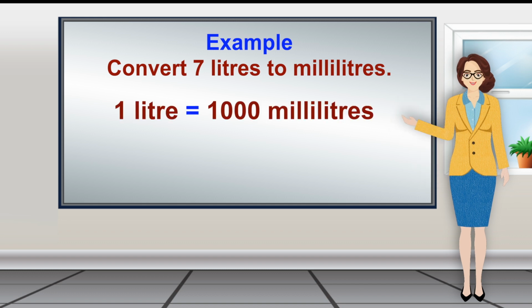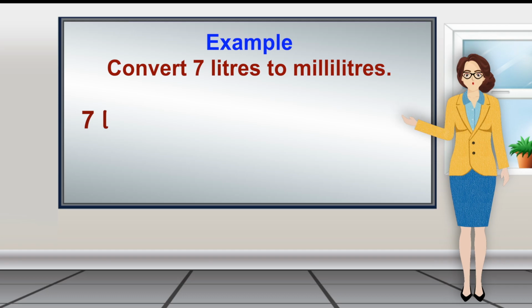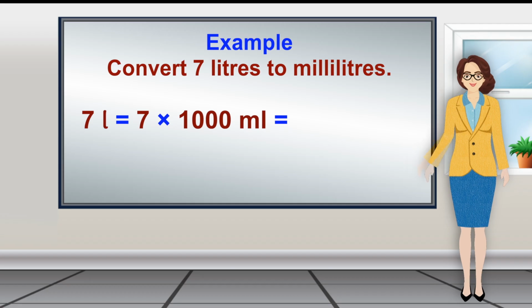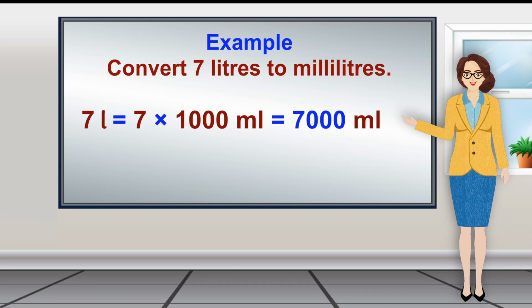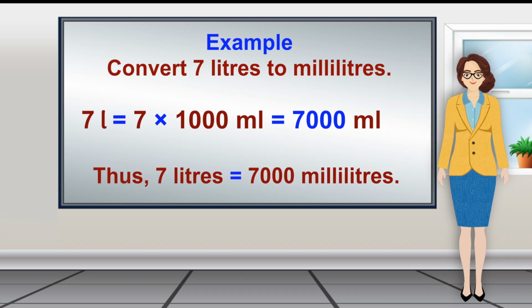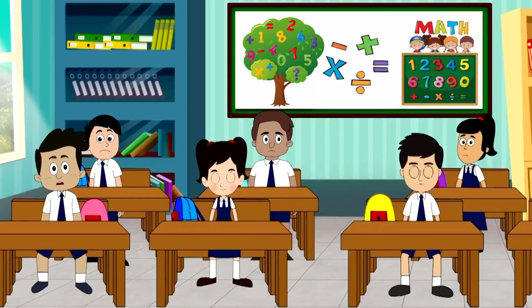1 liter is equal to 1000 milliliters. So, to find out how many milliliters are in 7 liters, multiply the number of liters by 1000. So, 7 liters is equal to 7 multiplied by 1000 milliliters, which is equal to 7000 milliliters. Thus, 7 liters is equal to 7000 milliliters.